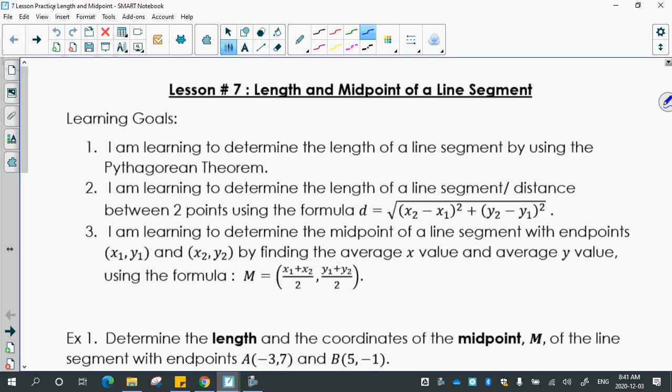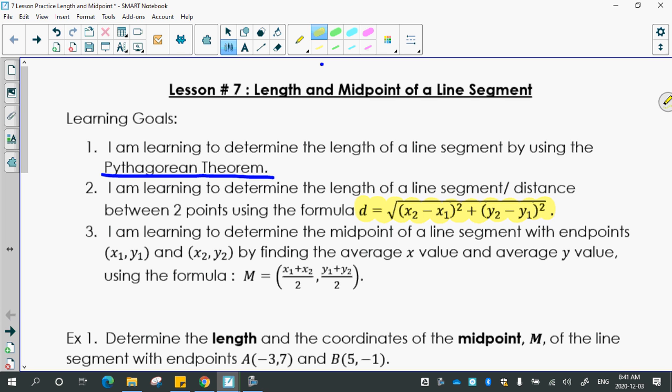All right, so today's first topic is length and midpoint of a line segment. We're going to learn to determine the length of a line segment using Pythagorean theorem. Just as a jump start, that's a way you could do it if you're given a graph. But what we really want to move towards is using this formula to determine the length of a line segment or the distance between 2 points.